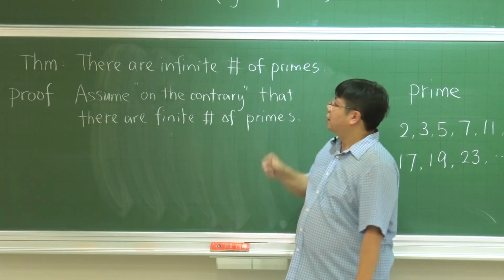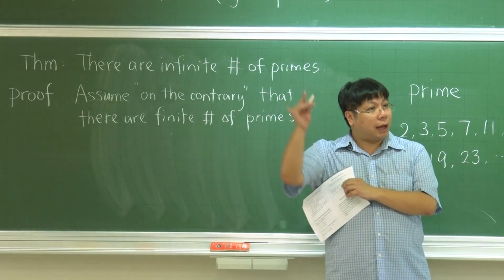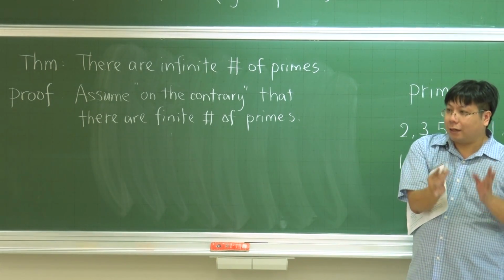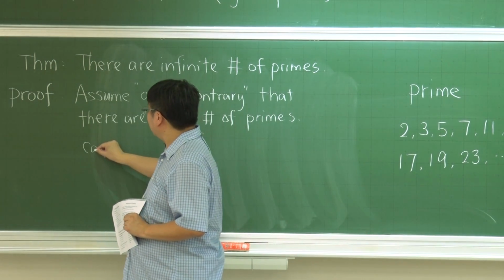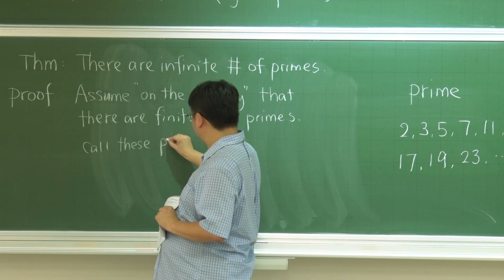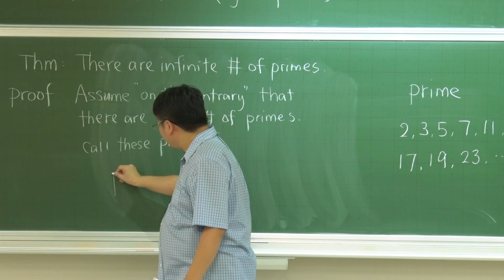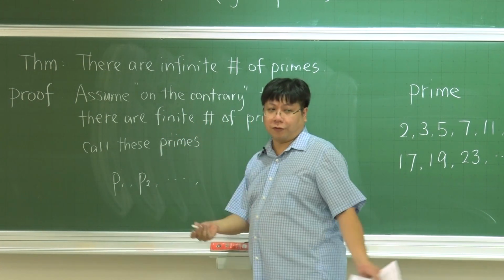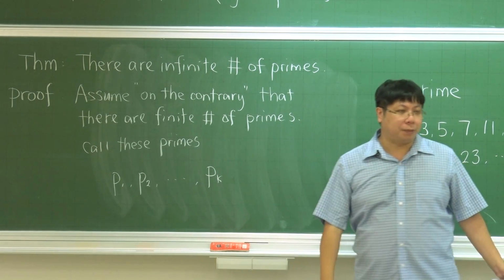Okay. Now, if there are a finite number of primes, then what does it mean? It means that we can list them out one by one, and the list must stop at some point. So we can call these primes P1, P2, ... You can have a lot of them. I don't know how many, but let's say the last one is called the kth one, Pk.